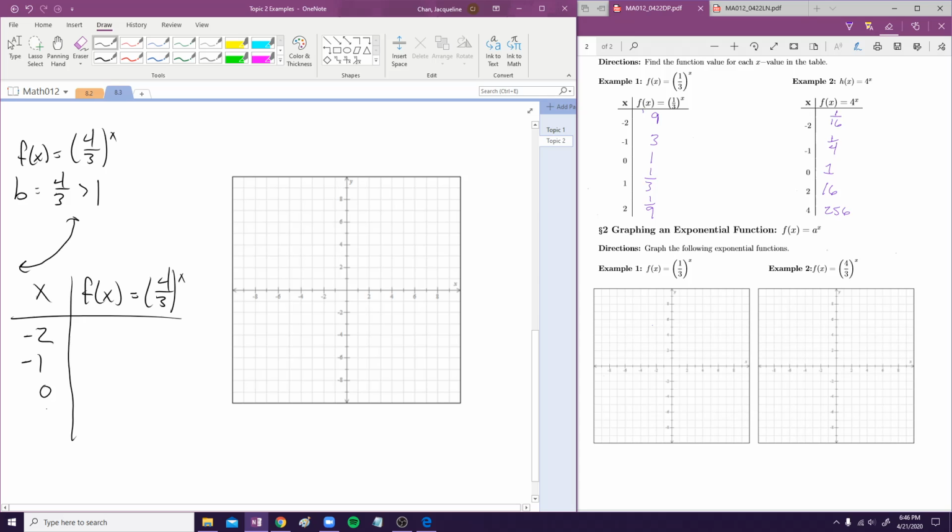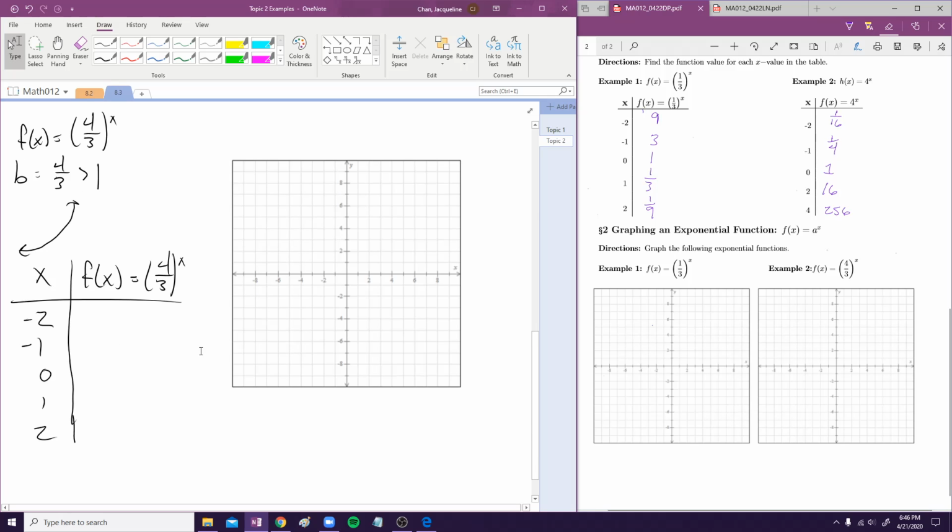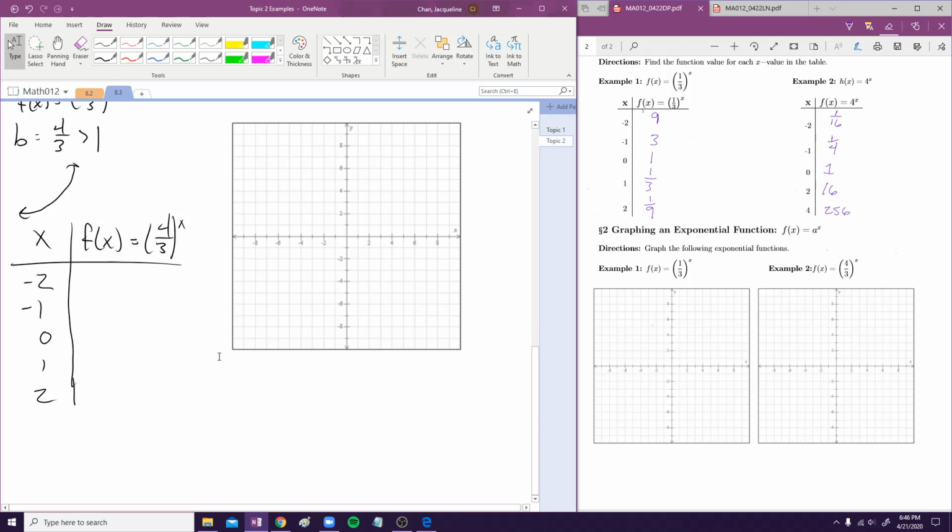We have f of x equals 4/3 to the x. And then again, I'm going to pick the 5 points. So over here, I have f of x, so f of -2. It's going to be 4/3 to the -2. I'm actually going to put my work down here so it doesn't get all jumbled with my table. So if I have f of -2, this is equal to 4/3 to the -2. This is equal to 3/4 squared. So this is 9/16.